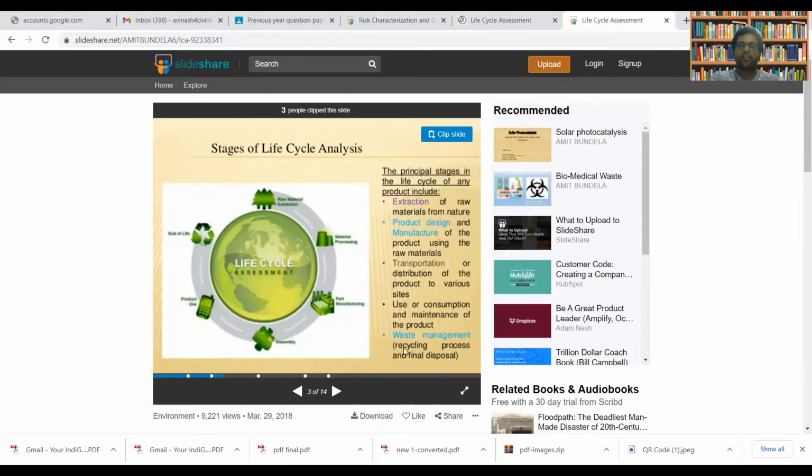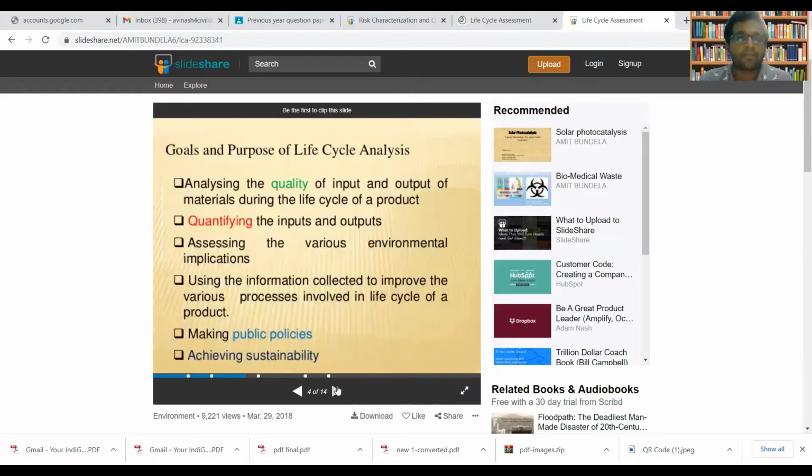So these are the different stages of life cycle analysis. The principal stages include extraction of raw materials, product design and manufacture, transportation for distribution, then consumption and maintenance of the product, and finally the waste management.